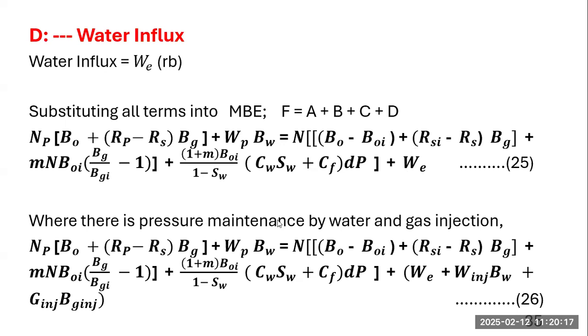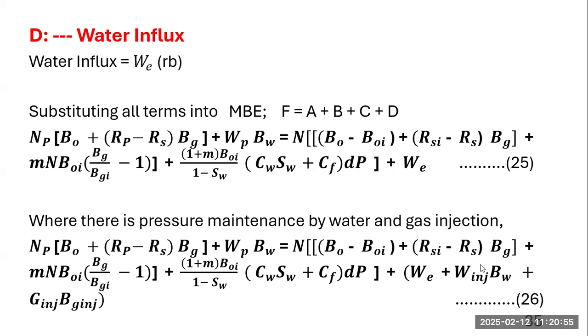Now, when you have pressure maintenance, you remember where you have the water injection and the gas injection. All that comes to your left-hand side because it is what is coming into the reservoir. Remember, your F is withdrawal, and your N is within the reservoir. So withdrawal minus what is within the reservoir equals 0. That's the tank model, the zero-dimensional model. So your injection comes here, added to your water influx.